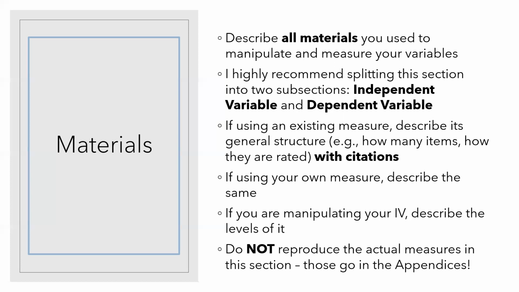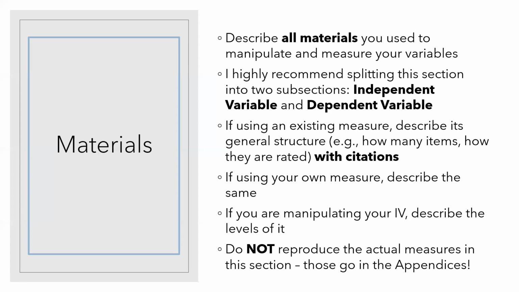So again, how many items it has, how are the items rated, etc. If your independent variable is straightforward, something like age or different levels of a true experimental design, so it's not being measured, it's a manipulation, you don't necessarily need to describe a measure, but you do need to describe any materials you need to manipulate that construct, like different versions of a story vignette that's presented to participants, different songs that you play them, anything like that.